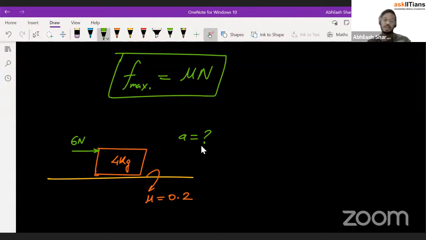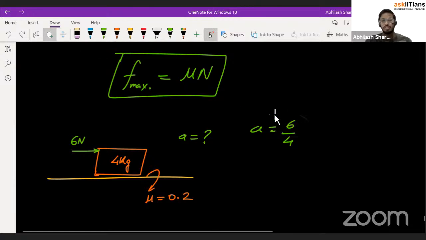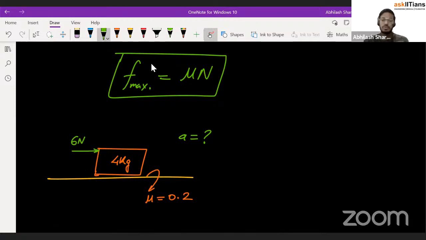All those of you who answered 1.5, you simply did force is 6, mass is 4, just divide. Acceleration is force by mass. You completely forgot that there is friction also. You need to consider friction as well, isn't it? So 1.5 can't be the answer. First you would have to check how much friction this surface can apply. And how would you check it? By this formula, which we just now derived, mu into N.